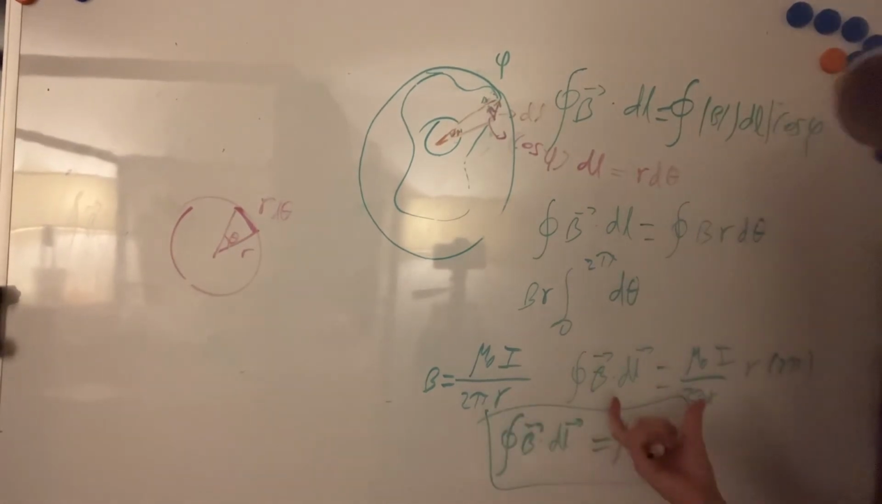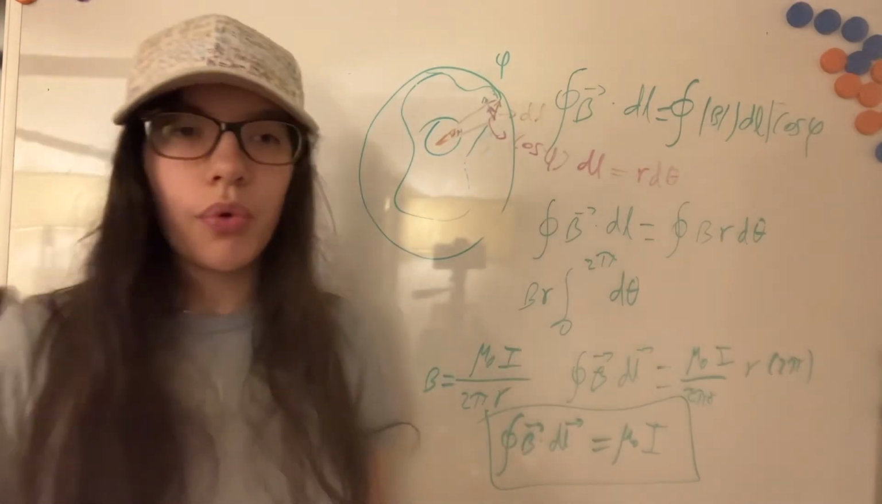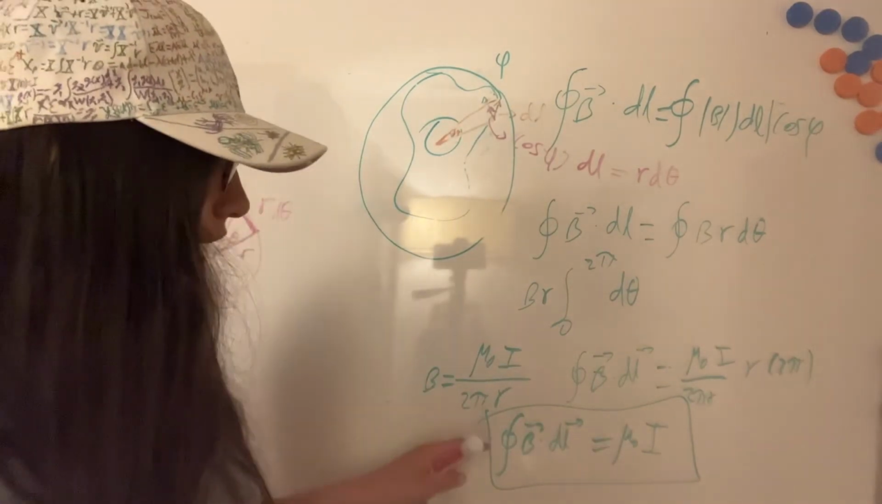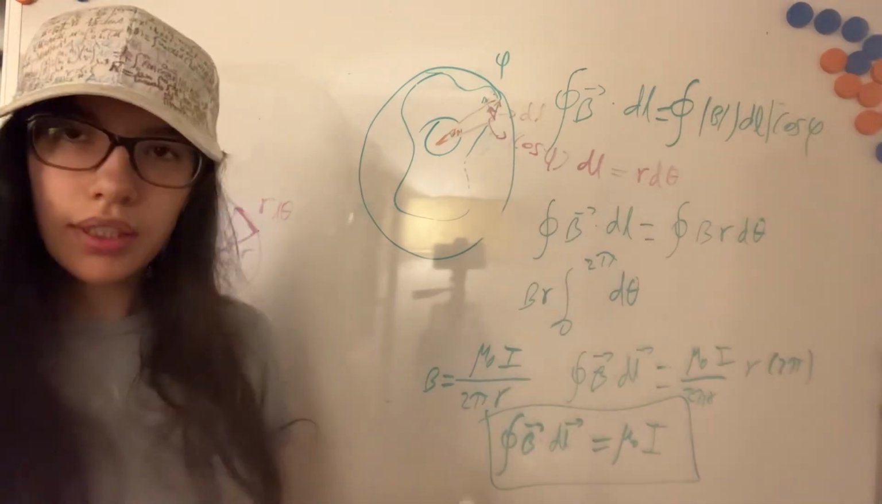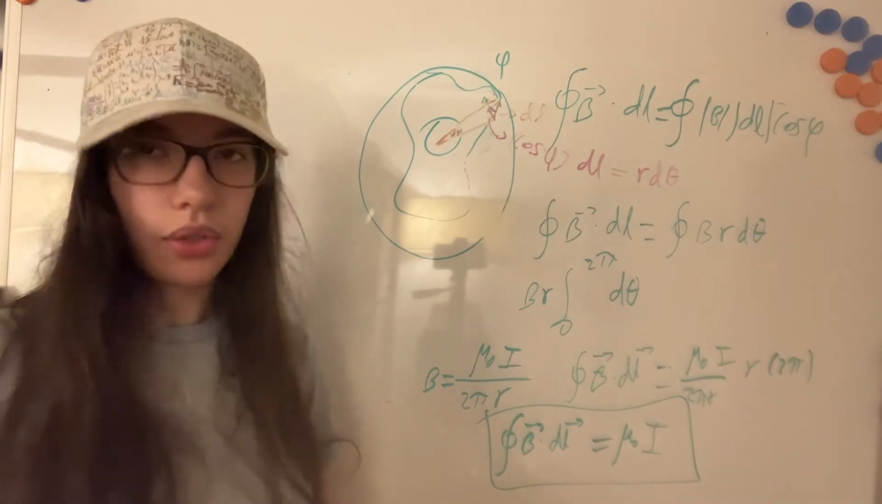Actually, this is not quite Ampere's law. Well, it is Ampere's law as Ampere defined it, but Maxwell made a correction that also includes the magnetic field that is produced by a changing electric field, and we will see this later in some videos.